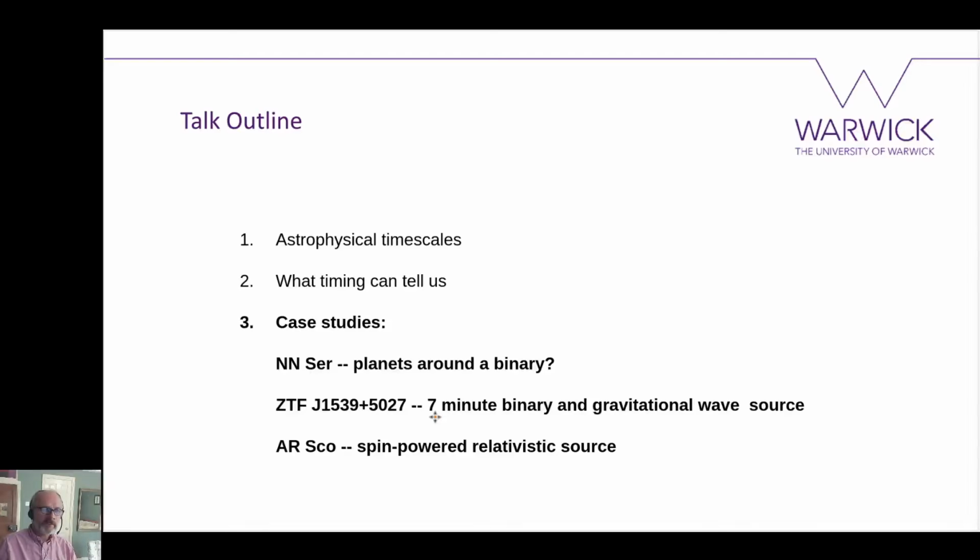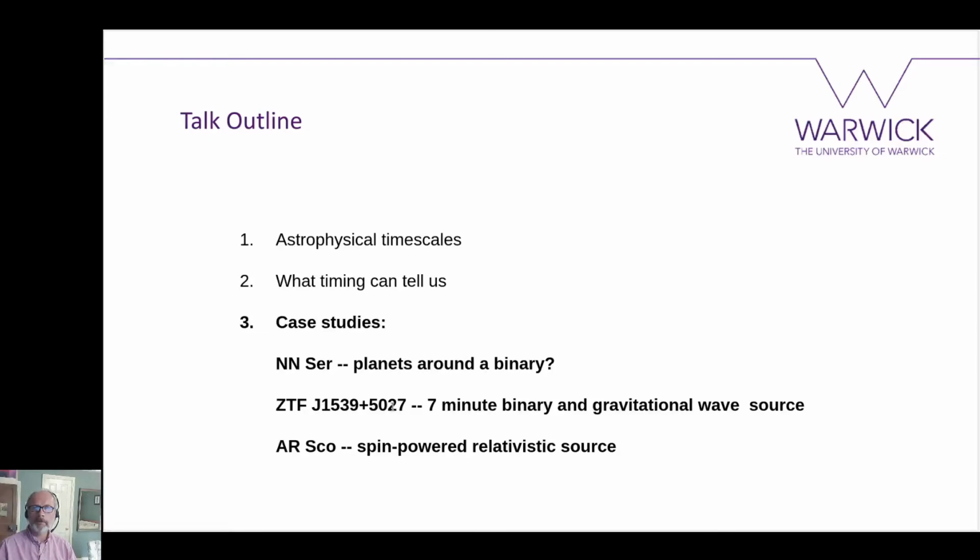Okay, so that's what timing can tell us, and now I want to move on to some case studies. Looking at three specific examples where I've already looked at some of the data, but now in detail at some of the aspects that I've just talked about. I'm going to start off with a star called NN Ser, which I showed you the light curve of when I was talking about the size of white dwarfs. But we're going to look at it in a bit more detail to try to look for planets around that system. Then I'm going to talk about what we call a telephone-number name, ZTF J1539+5027.